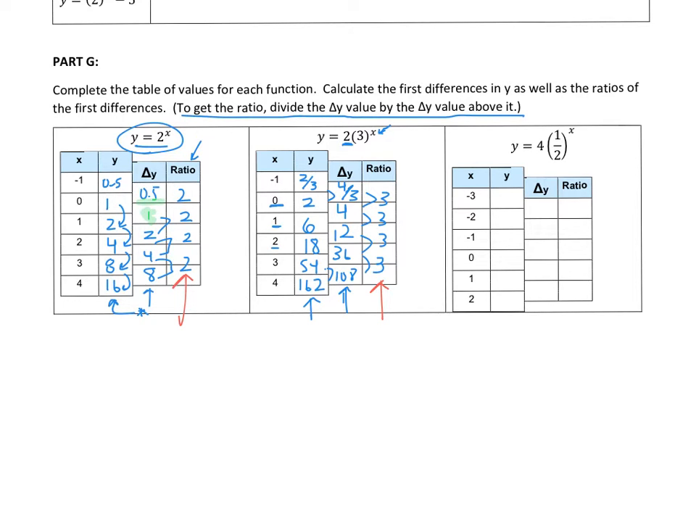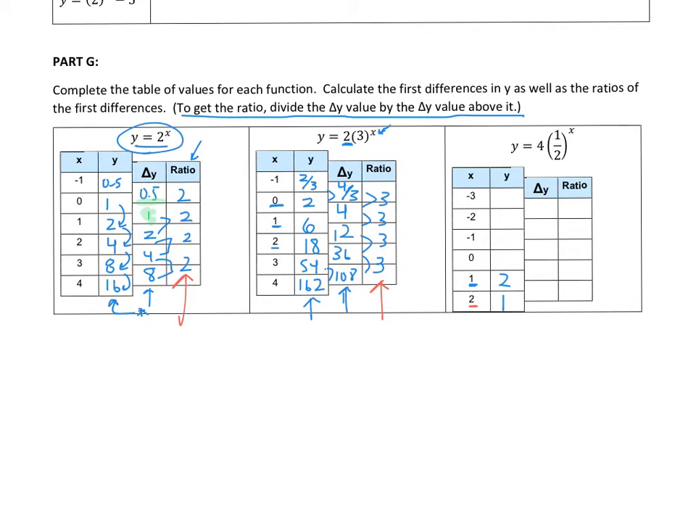All right, and filling in values for the last one here. I'm going to start at the bottom and work my way back. If I have a half to the exponent of 2, that would be 1/4, because it's a half times a half, which is 1/4, and then 4 times 1/4 would just be a 1. And then a half to the exponent of 1 would be a half. 4 times a half would be a 2.